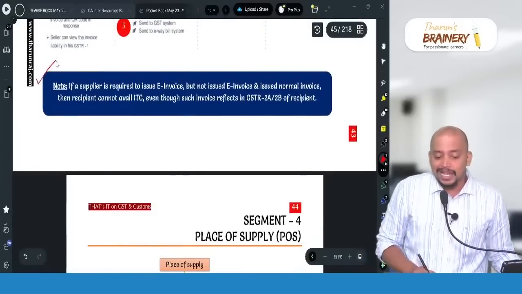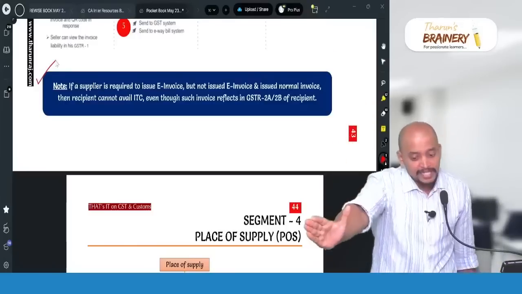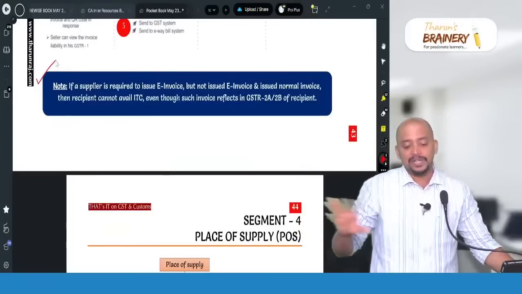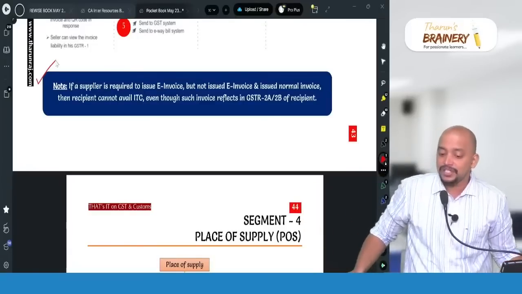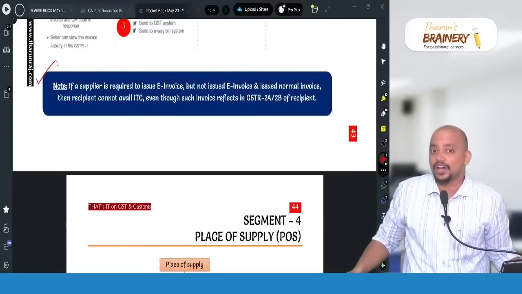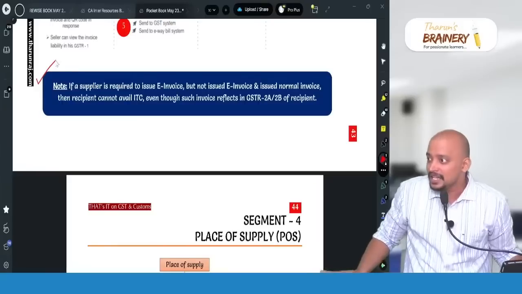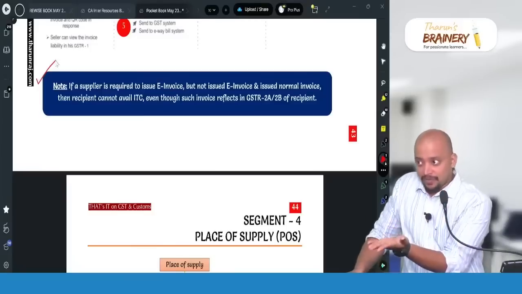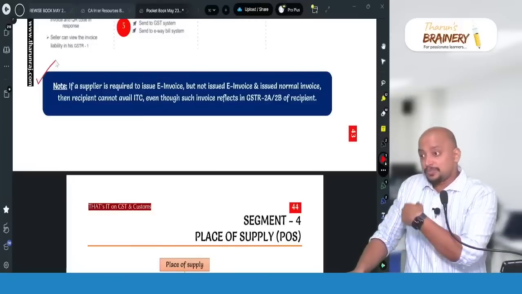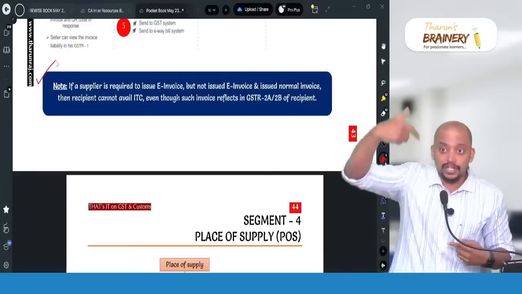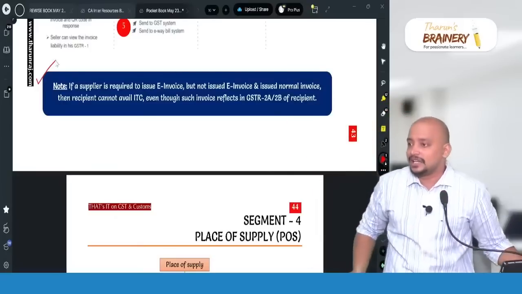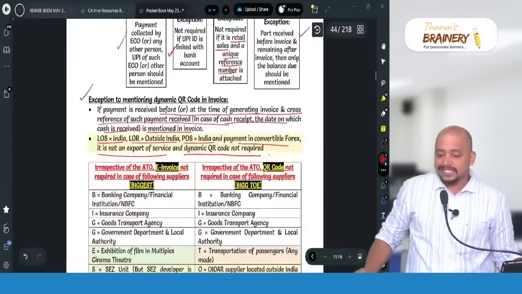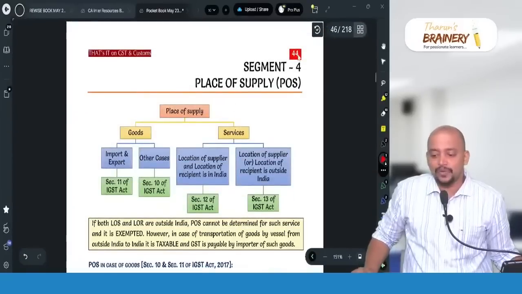If a supplier is required to give an e-invoice but has not issued one and issued a normal invoice, then the recipient cannot avail ITC even though such invoice is reflected in 2A or 2B of the recipient. Remember this. I am required to give an e-invoice, but instead I gave a normal invoice. Now I may be reporting it in GSTR1, it may come in your 2A, 2B, still you cannot take ITC because I have not given the e-invoice. So we completed invoice and time of supply.